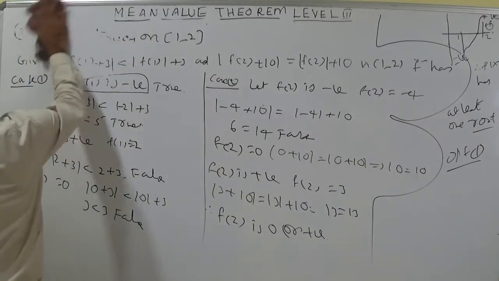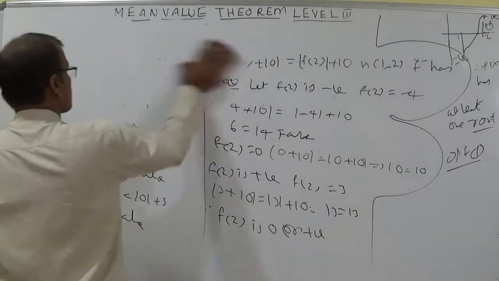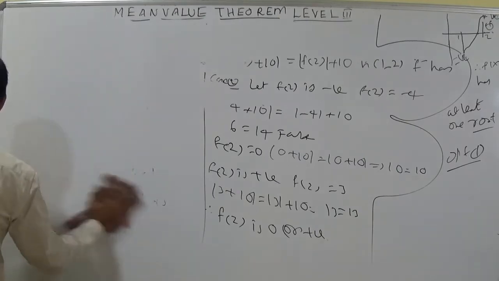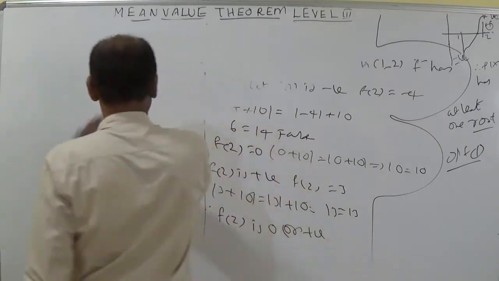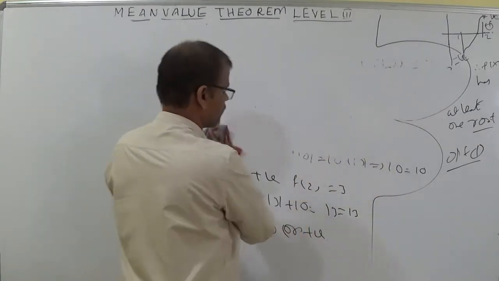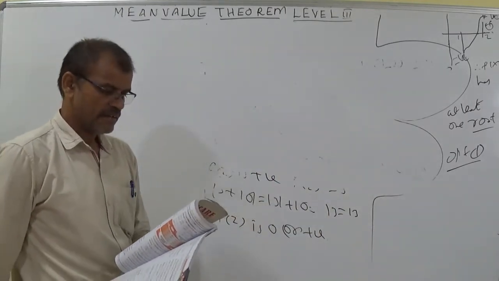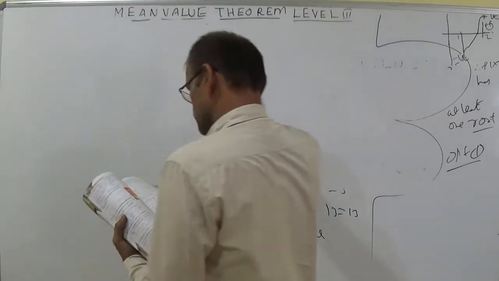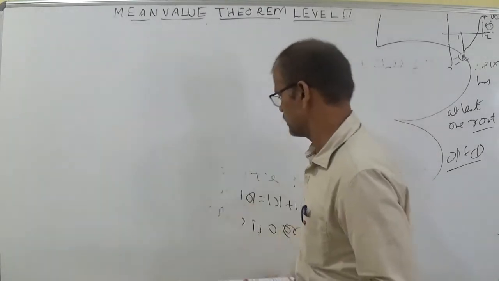Next let us discuss the 18th question. In minus 1, 1, is Lagrange's mean value theorem applicable? Directly you can say by using options. First option, f of x equal to mod x in minus 1, 1. 18th question, Lagrange applicable or not applicable?